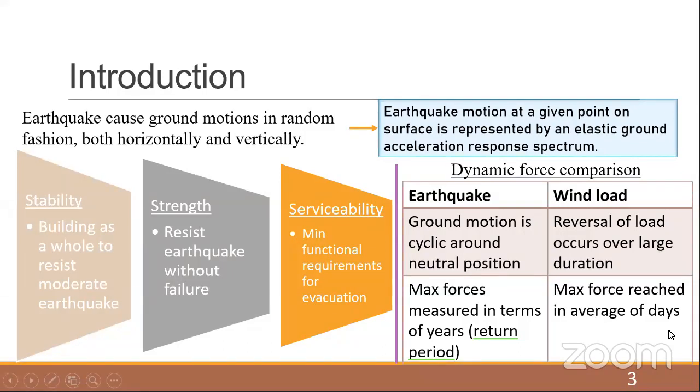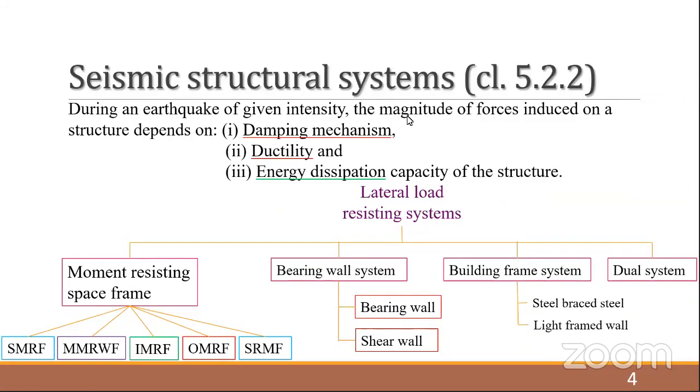Yes, Fundi. Yes, you are there, Jama. So the third part of this session is now the seismic structural system, which is in clause 5.22. When we talk about seismic structural system, during an earthquake of a given intensity, the magnitude of force induced in the structure will always depend on three things. The first is the damping mechanism. The second is the ductility. And the third is the energy dissipation capacity of the structure.